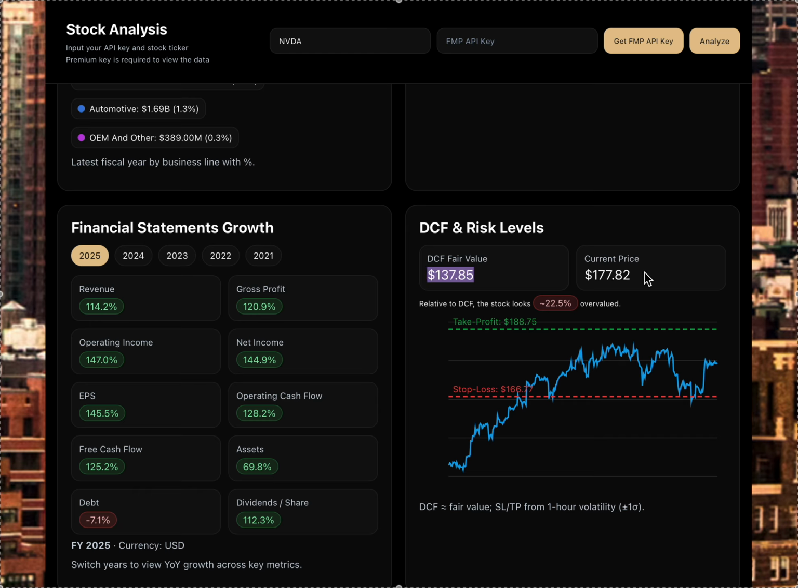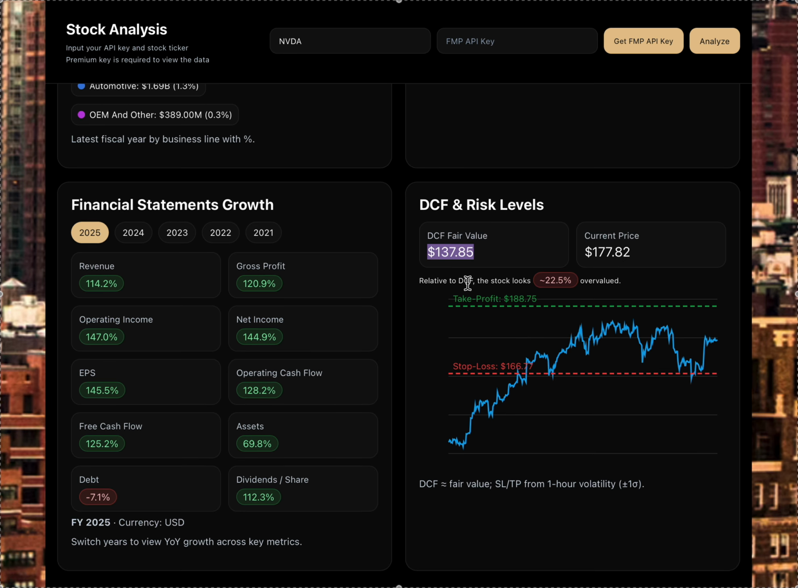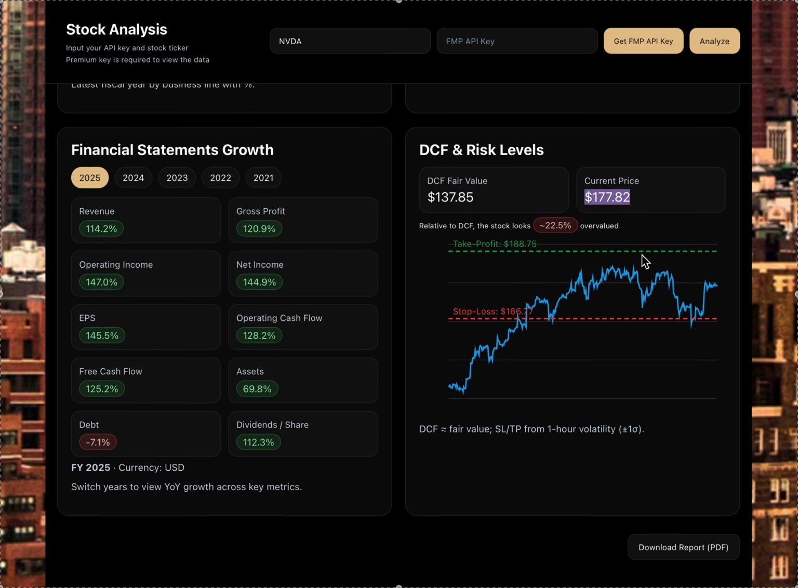And you can see the current price is 177. And based on the calculation, the shares have a 22% decline potential, which is overvalued because the fair value or stock target price based on the DCF model is only 137, but the current price is 177. The stock is trading higher. Now for the shorter term traders, if you are considering buying this share right now, this can be your take profit and this can be your stop loss. The app calculates it based on the standard deviation.